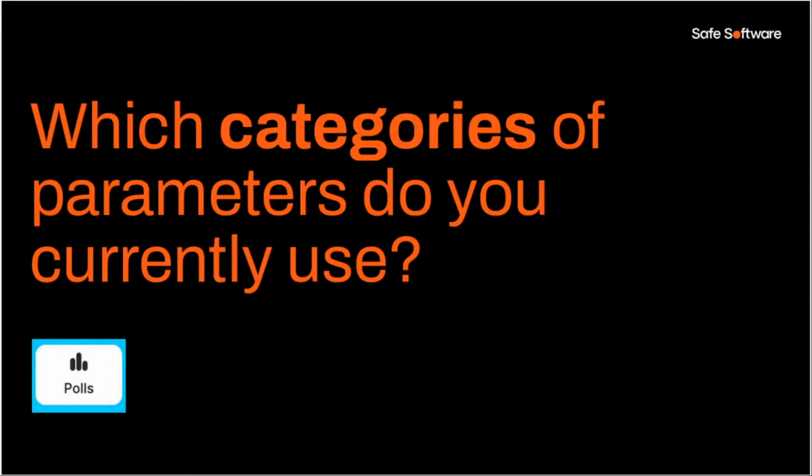We'll kick things off with our first poll. I'll go ahead and launch that under the polls tab. You should see it appear now. We'd like to know, which categories of parameters do you currently make use of? We'll give everyone a moment. If more than one, you're able to select more than one.